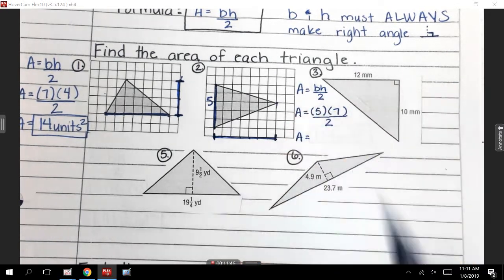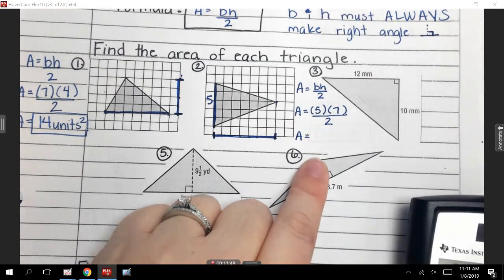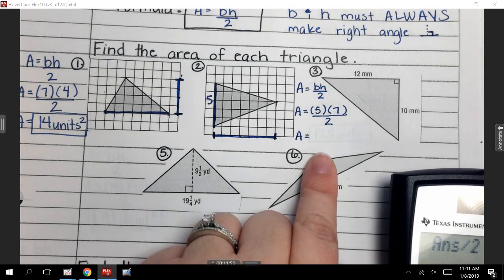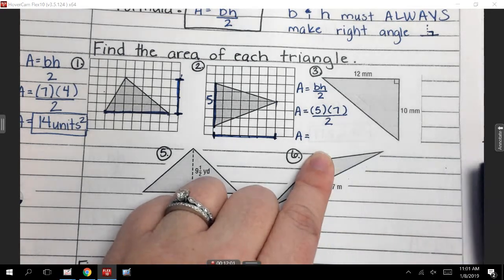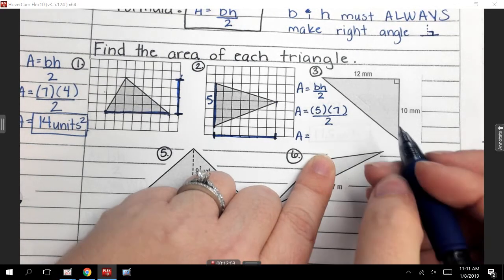So A equals, let's type that into the calculator. A equals, we're going to do 5 times 7 equals, and you get 35. And then you're going to hit divide by 2. And what do I get as my answer here? Carlos.